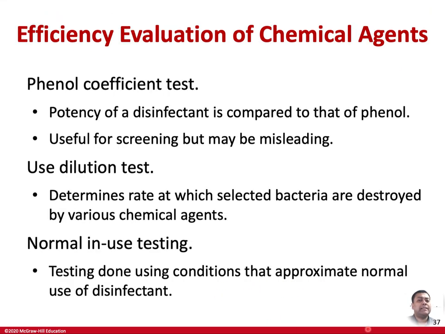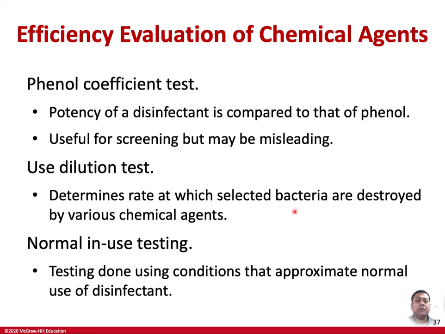The next question is how do you know that you have an effective chemical agent? One way is what is called the phenol coefficient test. This compares the potency of a disinfectant to that of phenol. It is useful for screening, but it could be misleading. So let's take a look at how you do this phenol coefficient test.